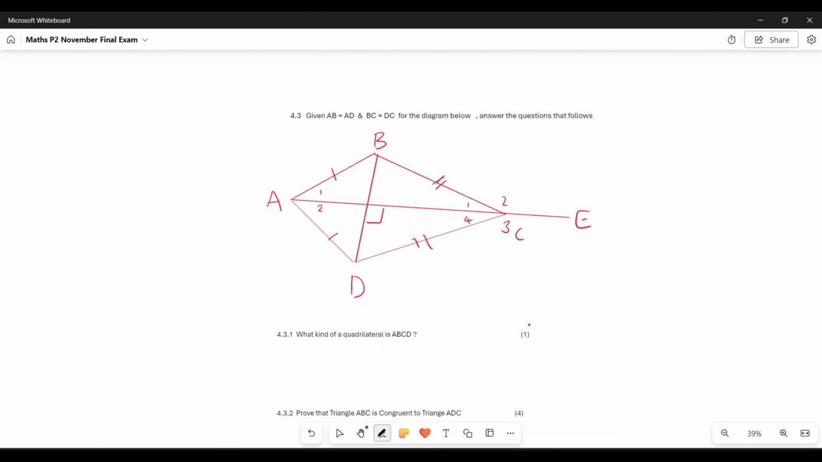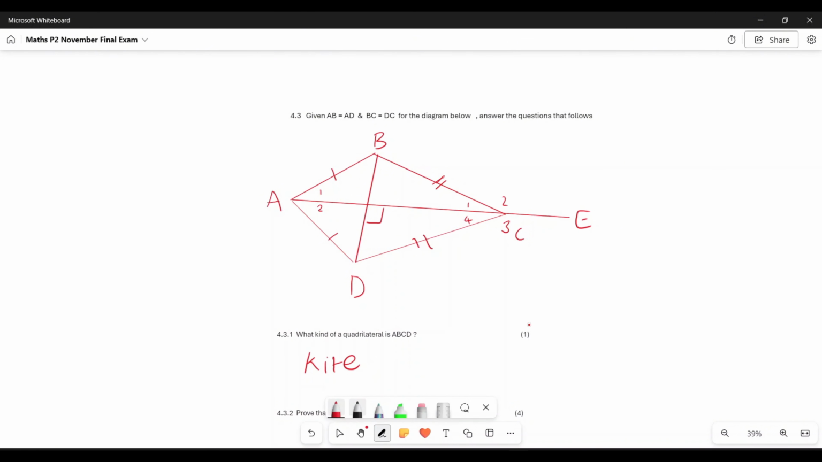Now, can you see the kind of shape that is here? The first question wants us to name the kind of quadrilateral that ABCD is, right? Now, this is a kite. And in order to be able to answer most of these questions relating to this diagram, you need to know the properties of your kite, right? Now, what are the properties of a kite you need to know?